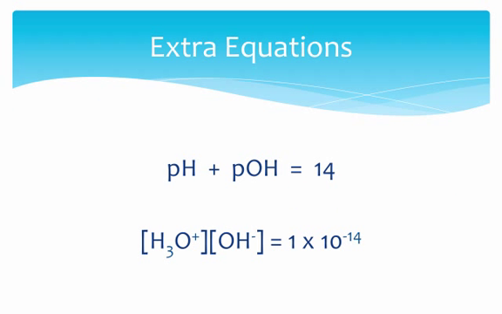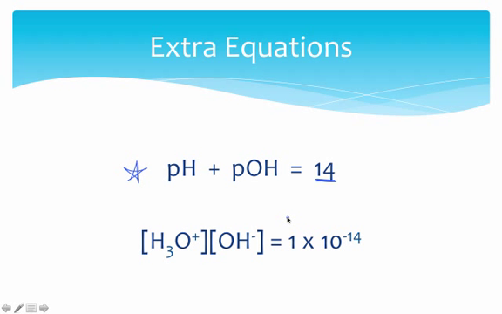Now, as I said earlier, there are a couple of extra equations that we can use to very easily convert back and forth between these two factors, and these are the two equations we're dealing with right here. The first one says that if you take your pH, whatever it is, and add it to your pOH, whatever it is, no matter what your solution is, those two have to add up to 14, which, if you recall, is the maximum of our pH scale.